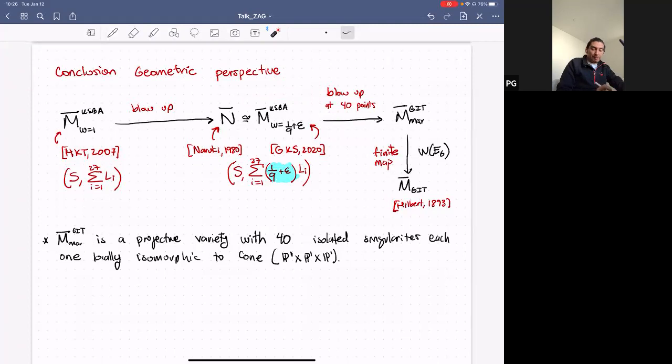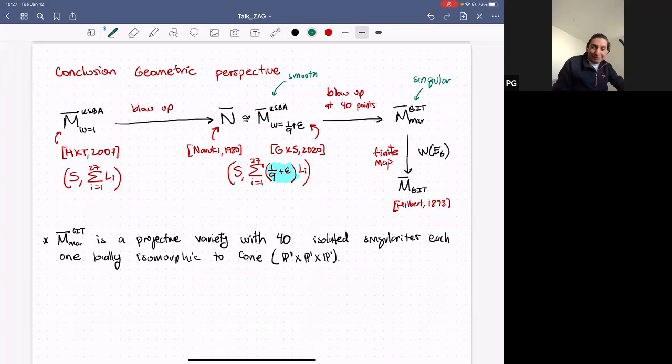Before I move on, there is an observation, and it is that this moduli space has 40 isolated singularities that are isomorphic to this cone over P1 cross P1 cross P1, that is, P1 to the power of 3, and these are the 40 points that you blew up. So this one is singular. Let me write it in green here. This one is singular. But this one happens to be smooth. And precisely the blow up of those points gives these blow up morphisms.